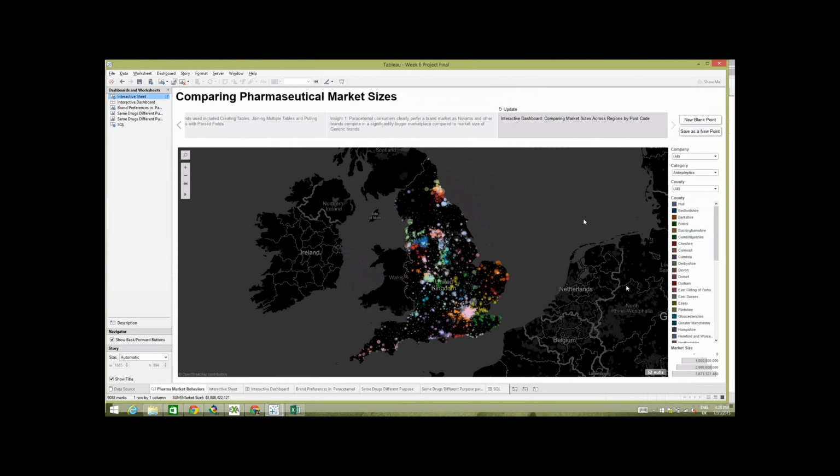Questions? When you set market size, is it affected by price? So it's net ingredient cost multiplied by quantity. Okay. I was just wondering about the branded paracetamol bubbles. Is it possible that the unbranded is so small because they're just crazy cheap compared to the branded? Totally, that's a good point.